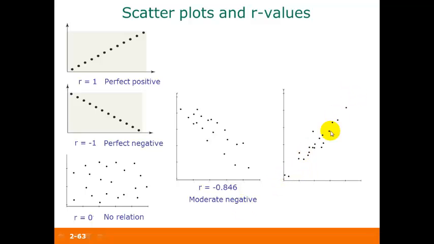In this one, we have a positive relationship because the data points are going up as we go from left to right. This one looks a little bit stronger than the one over here. This fits a straight line pattern better. So we would expect the R value to be fairly close to 1. The R value for this one is actually 0.95. So we would call this a strong positive relationship.